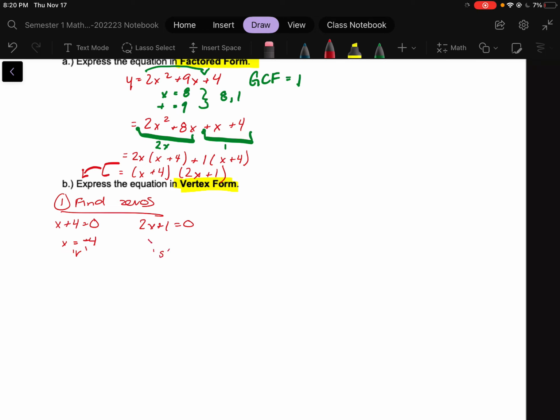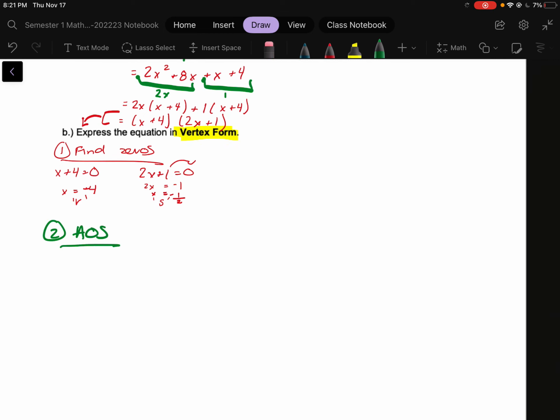And for our s, we're going to move the 1 over to the other side. We're going to be left with 2x equals -1. Divide both sides by 2, and x is going to be equal to -1 over 2.